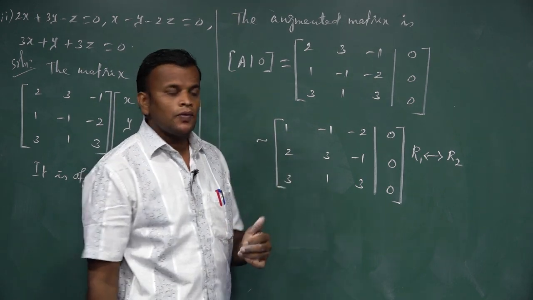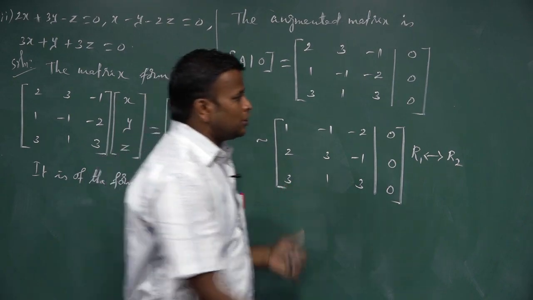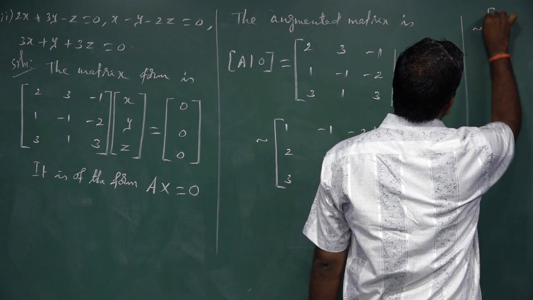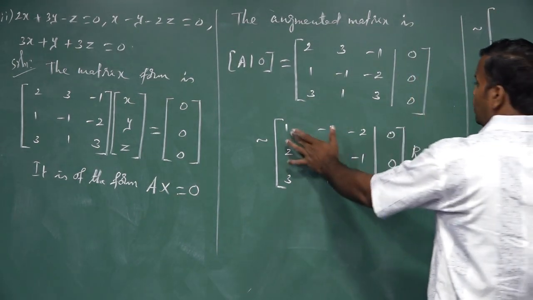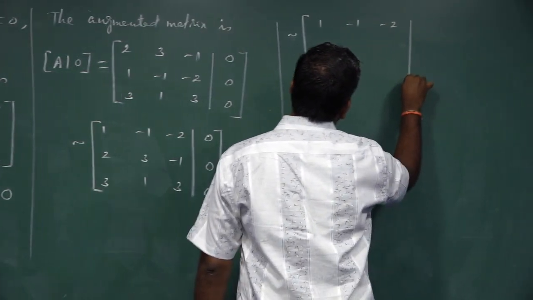The next step is to convert those elements to 0. There is no change in the first row, so we write it as it is: 1, minus 1, minus 2, 0.